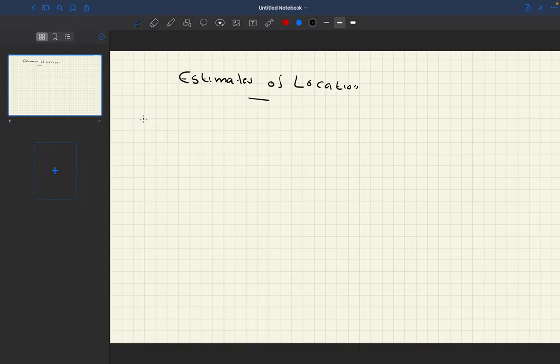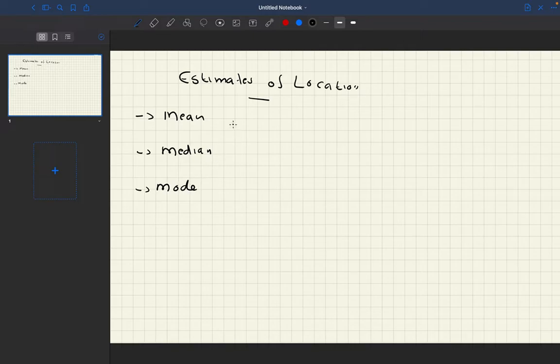Here, suppose we have a set of data in hand. We need to calculate the location where most of the data is located. That means we need to calculate the central tendency of the data. For that we usually use mean, median and mode.